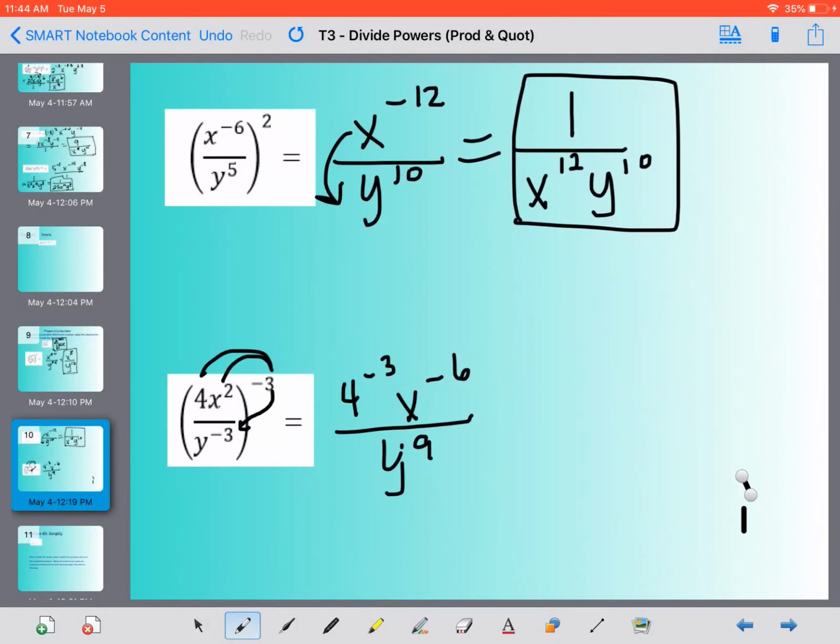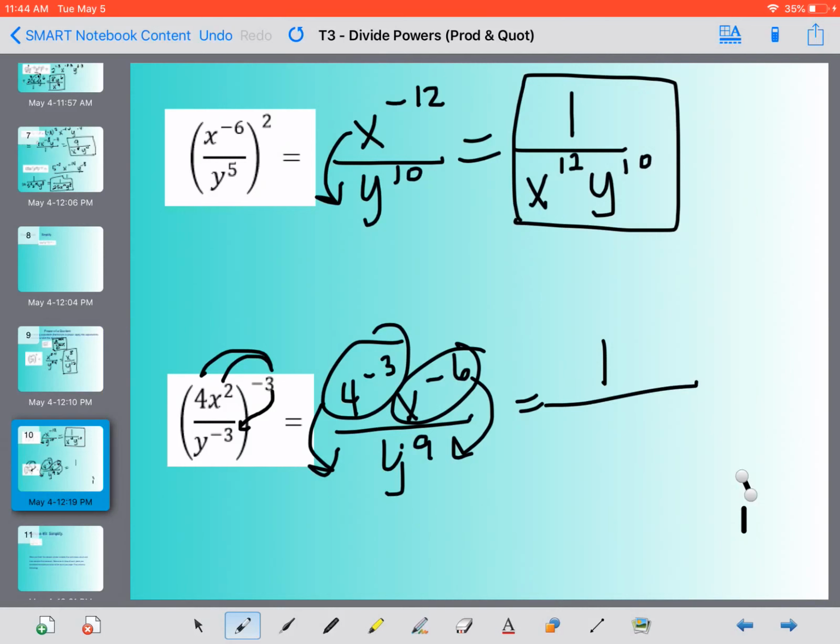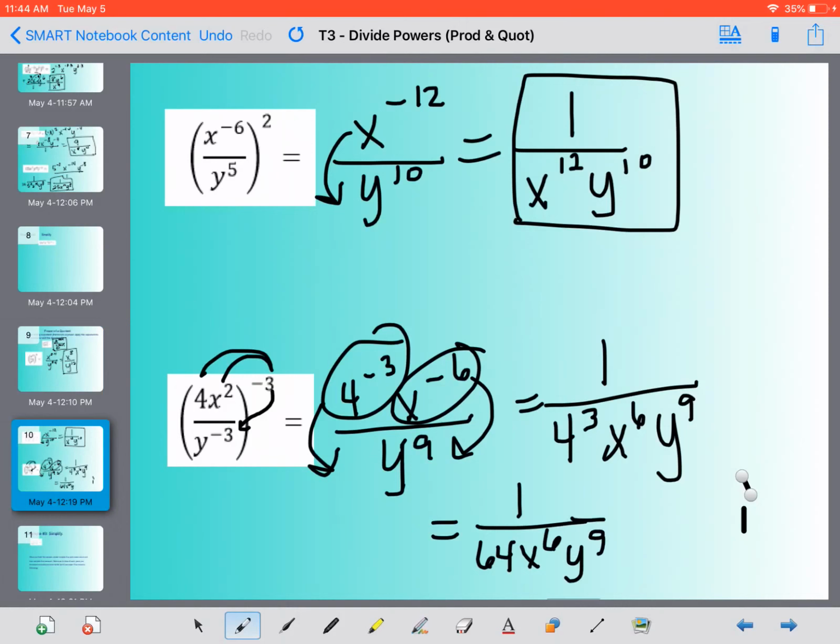Okay, now we have some negative exponents. This is going to have to move to the denominator, and so is x to the negative 6. Since there's nothing left on the top, we know that 1 is left on the top, so that would be 4 to the 3rd, x to the 6th. Now, y has a positive exponent, so it's going to stay where it's at. So your final answer would be 1 over 64, because 4 to the 3rd power is 64, x to the 6th, y to the 9th.